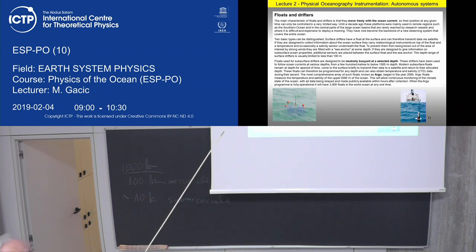These are the floats and drifters, and they move freely with the ocean currents. What is the main problem with this? Their position is determined from one moment to another from satellite. So you can follow only every single float or every single drifter position, looking at the evolution of their position. Until a decade ago, these platforms were mainly used in the remote regions of the Southern Ocean, in central parts of the large ocean basins that are rarely reached by research vessels and where it is difficult and expensive to deploy moorings.